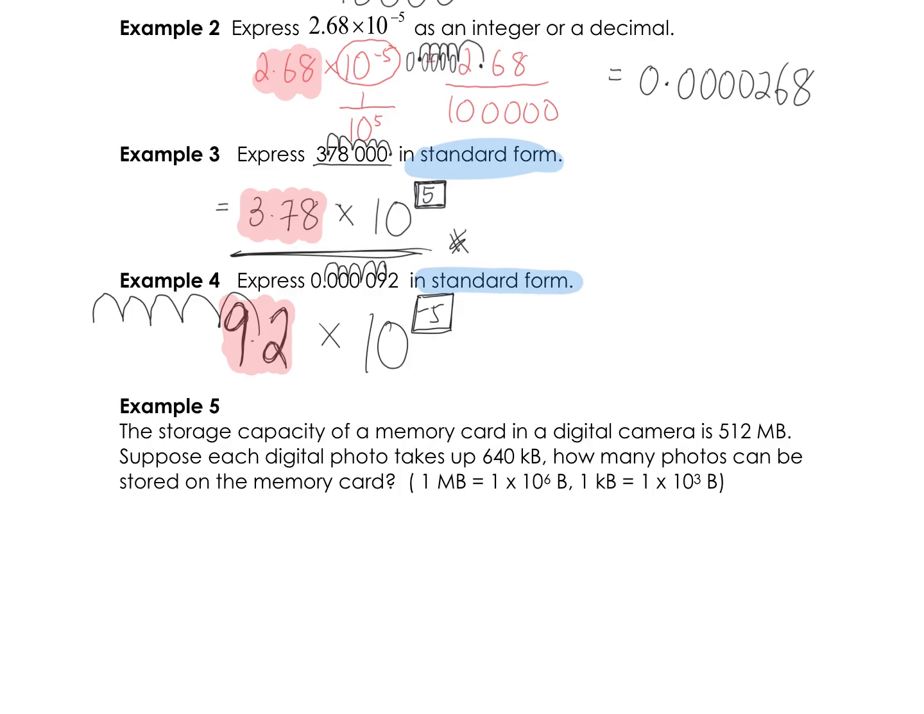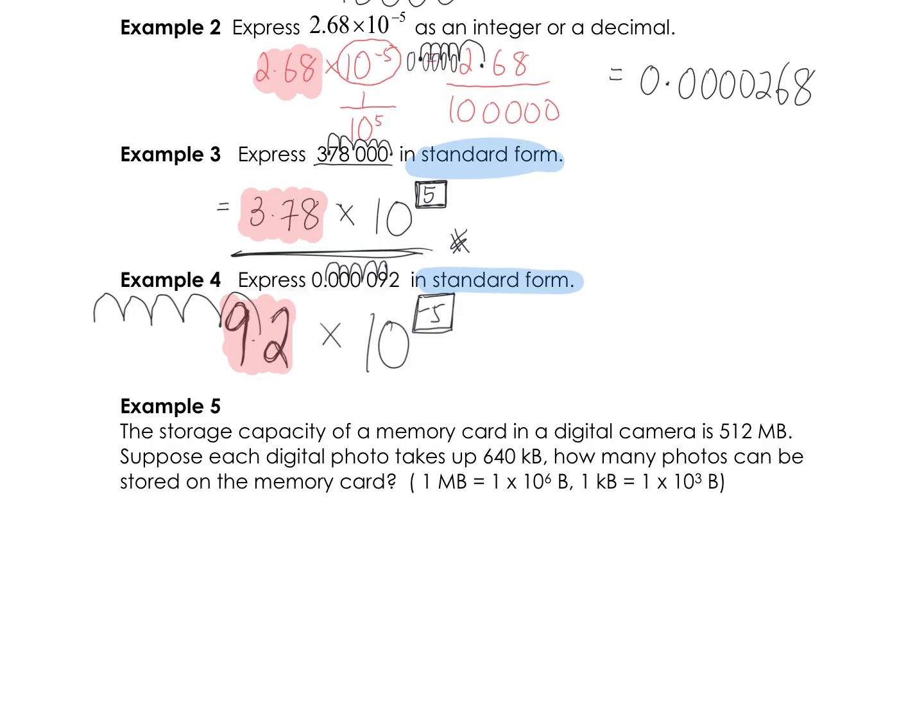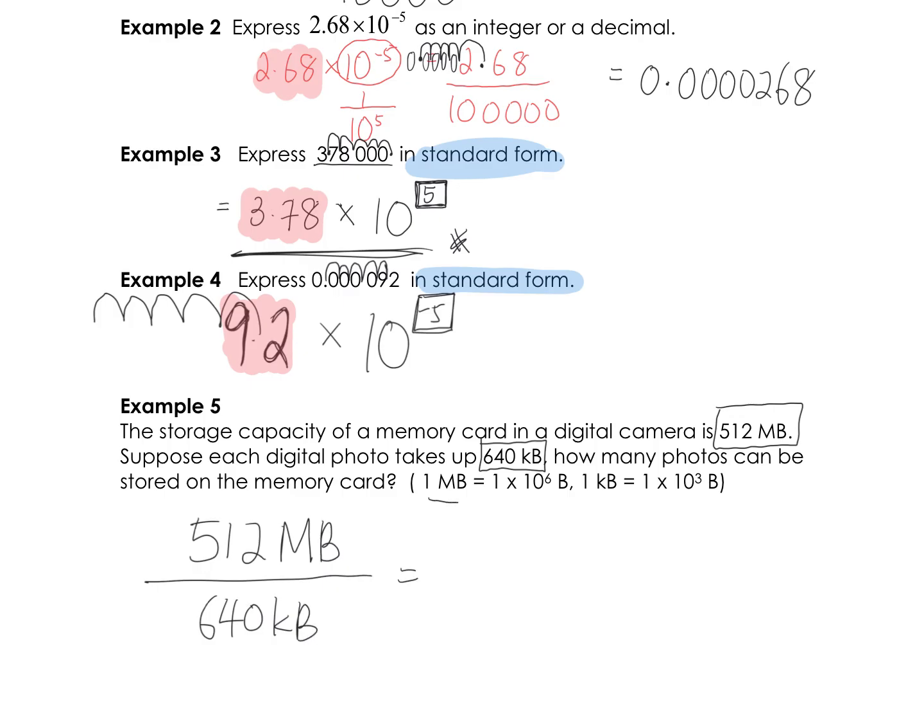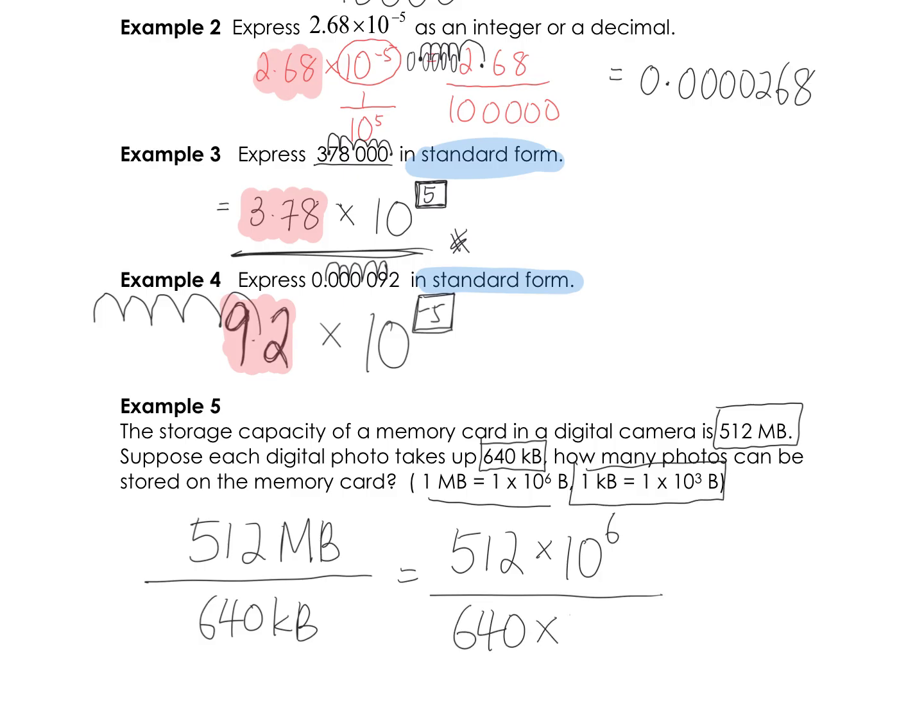Okay, question 5. I have storage capacity of a memory card in a digital camera, 512 megabyte. Suppose each photo is 640 kilobytes. How many photos can I actually store in the memory card? So it's 512 megabyte divided by 640 kilobyte. Megabyte is 10 to the power of 6, so I change it to 10 to the power of 6. Kilobyte is 10 to the power of 3, so I change it to 10 to the power of 3.